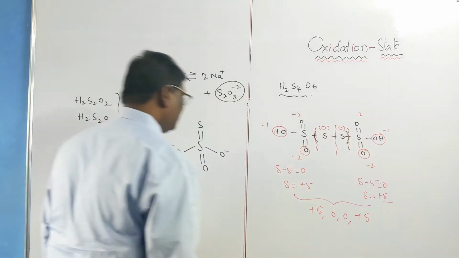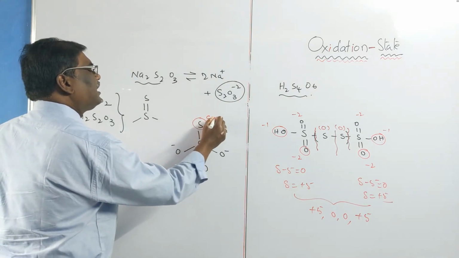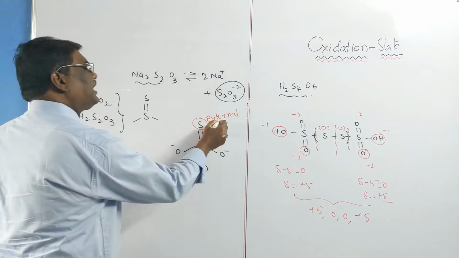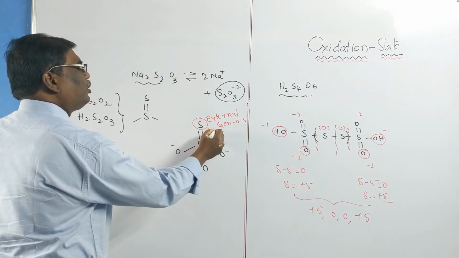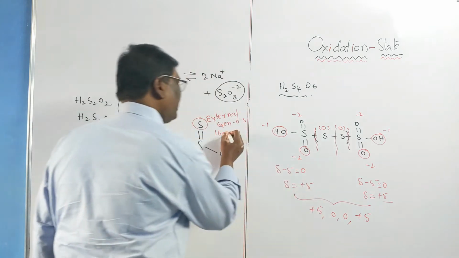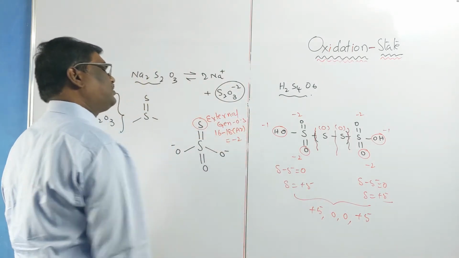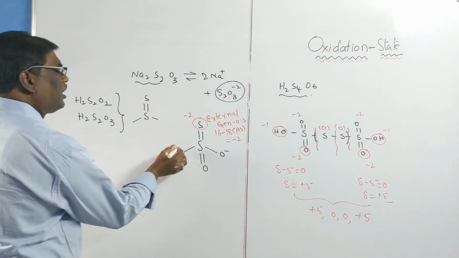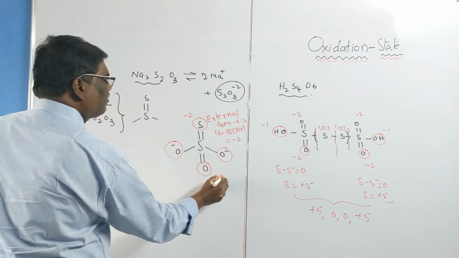Now there are 2 sulfur atoms. One is called the central atom, another one is called the external atom. The external sulfur is given the general oxidation state. What is the general oxidation state? Atomic number minus atomic number of the nearest inert gas. So what is the difference? -2. So this sulfur is given -2 oxidation state. Now you know this is overall -1, this is -1, and this is given -2.